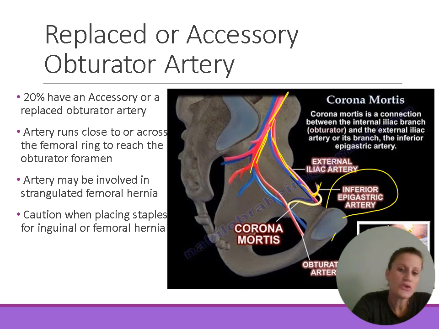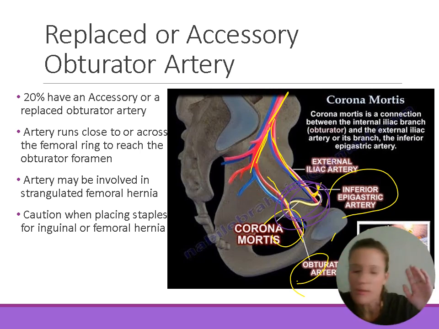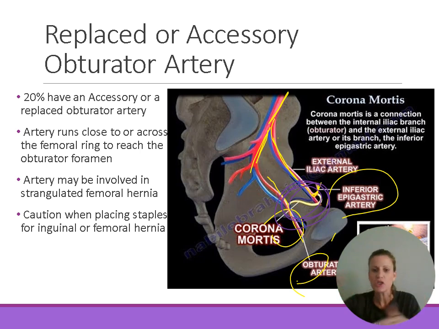If you look at the internal iliac artery, one of the major branches is the obturator artery, which is named obturator because it goes through the obturator foramen, which is this large hole in the pelvis. Typically, this yellow vessel that's right here, connecting the external iliac artery branch with the internal iliac artery branch, is not there. There's no connection there. If there is, that's the accessory obturator artery that we're talking about. That's the variant, if this actually exists. It's also referred to as the corona mortis, and does create kind of a circular, like a crown.